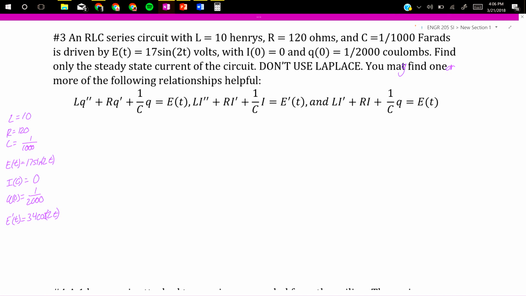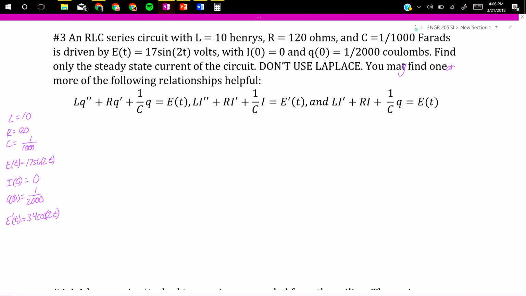Hello guys, this is number 3 for Unit 4 practice exam. We'll be going over an RLC series circuit. It has an L of 10 henries. I got that listed. I have an R of 120 ohms. I got that listed. C is 1/1000 farads, and it is driven by a voltage equation of E of t, which equals 17 sine 2t, and we're given I of 0 equals 0, and Q of 0, which equals 1/2000 coulombs.